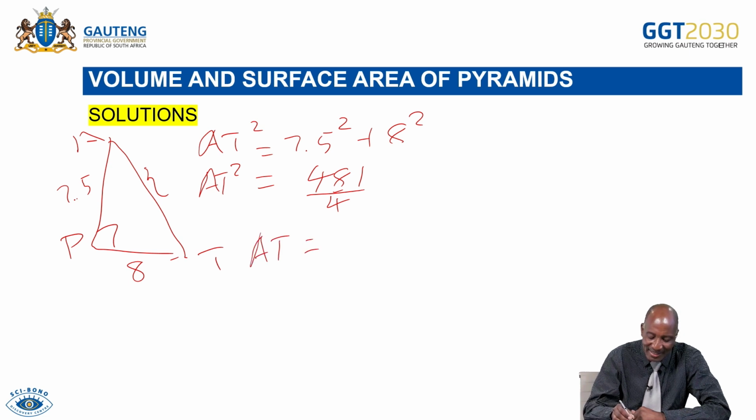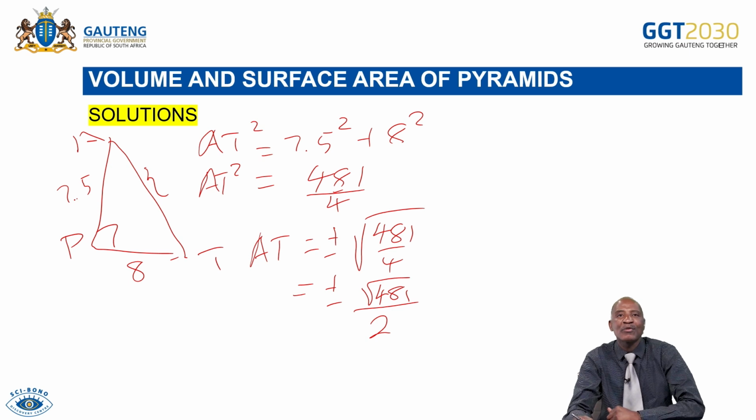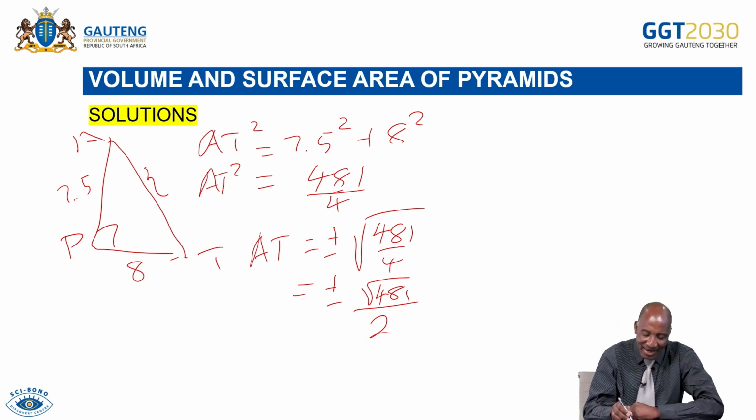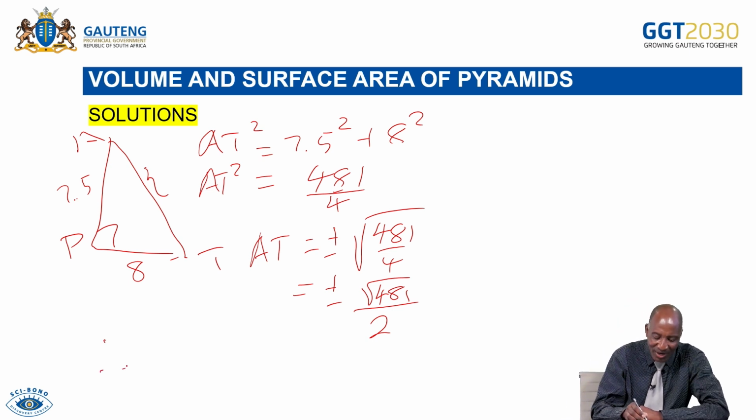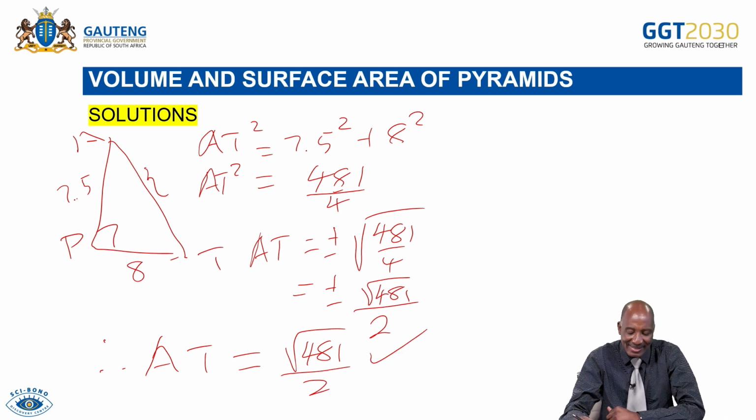Our AT equals plus or minus square root of 481 divided by 4, which is plus or minus square root of 481 over the square root of 4. The square root of 481 is an irrational number. You can't evaluate that, but you can get the square root of 4, which is 2. So I would rather keep my answer as, therefore, our AT is equal to square root of 481 divided by 2. That is going to be our AT.